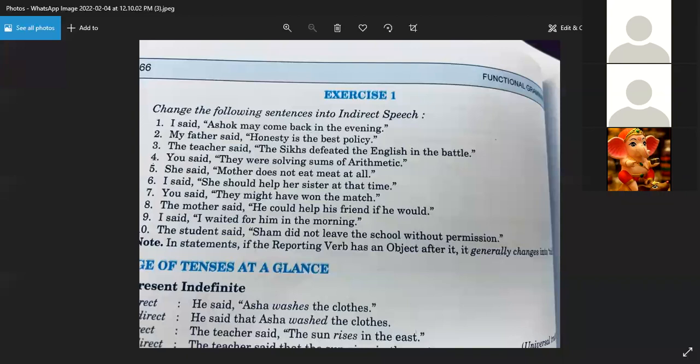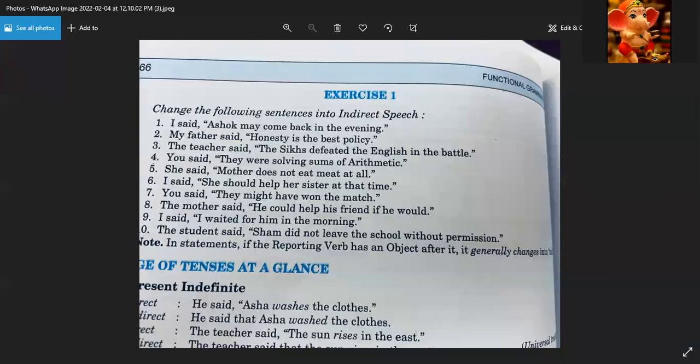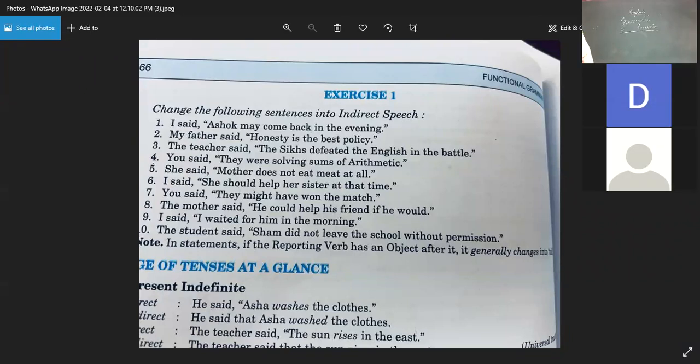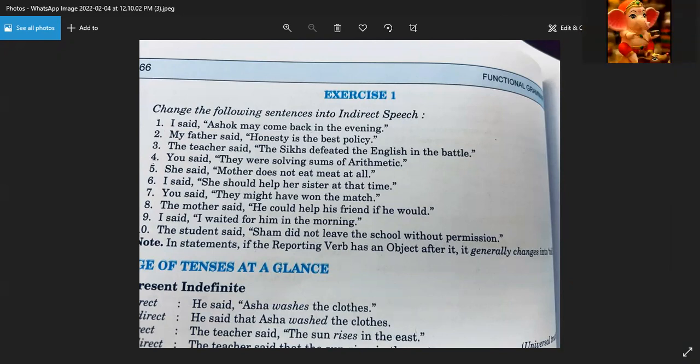They said, we shall not play the match tomorrow. They said, yes. How it will be changed? They would not play the match the next day.